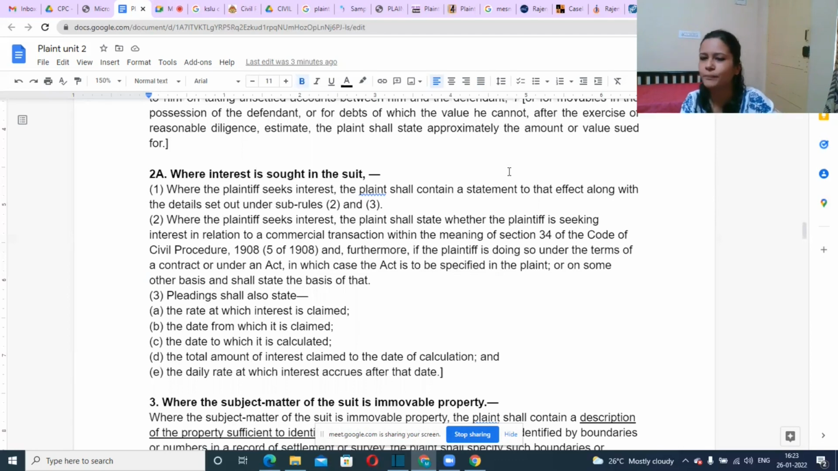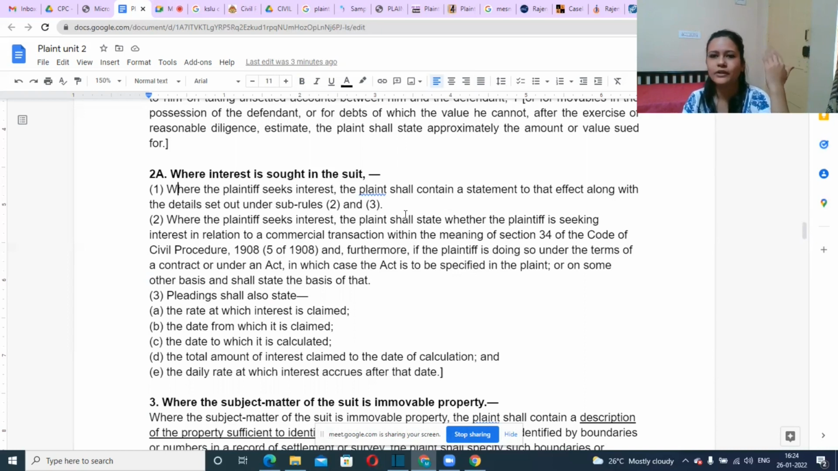Now, there was another topic on interest and costs, right? The party can ask for interest on the original amount. So where interest is sought in the suit, where the party is filing a case for recovery of money and also mentioning interest on that amount of money, the plaint shall contain a statement to that effect. How much interest he is claiming. He should also mention that, yes, on this amount I am claiming interest. This is the amount I am claiming.